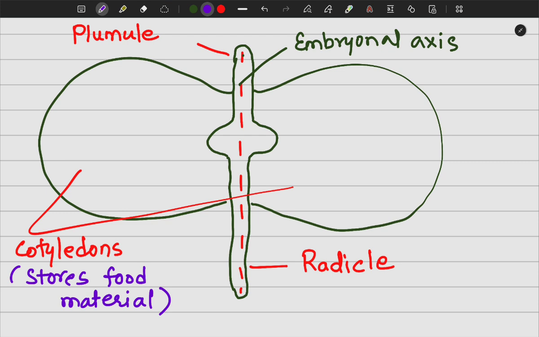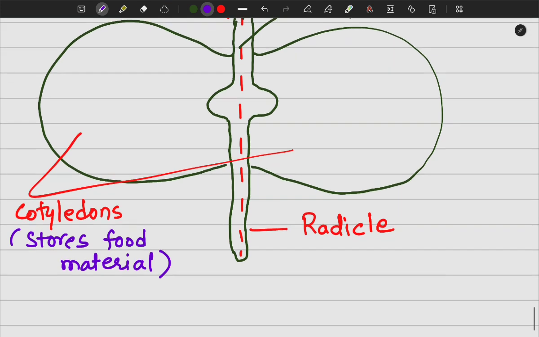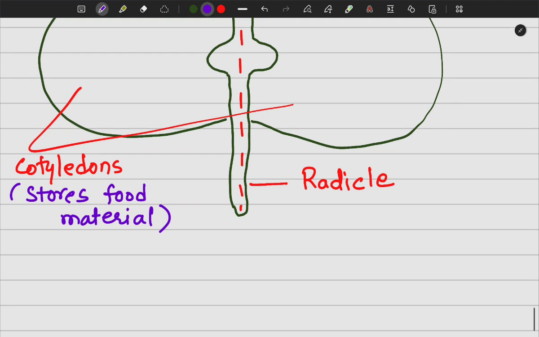Now, what happens when these cotyledons are fully formed in dicot seeds? No endosperm remains inside the seed because all the endosperm is consumed by the developing embryo. So such seeds are called non-endospermous seeds.